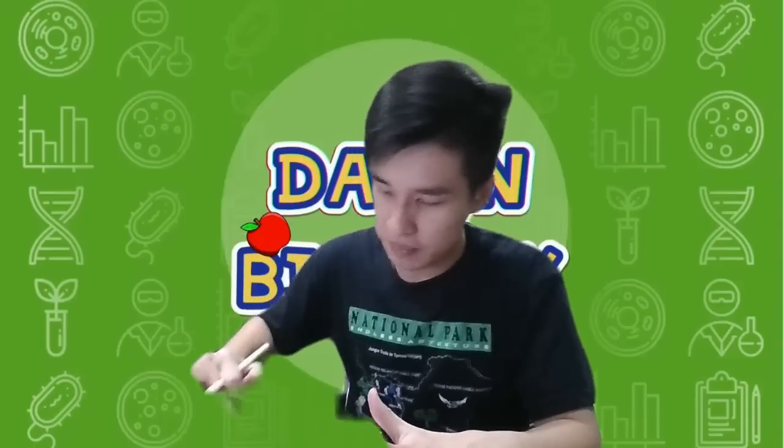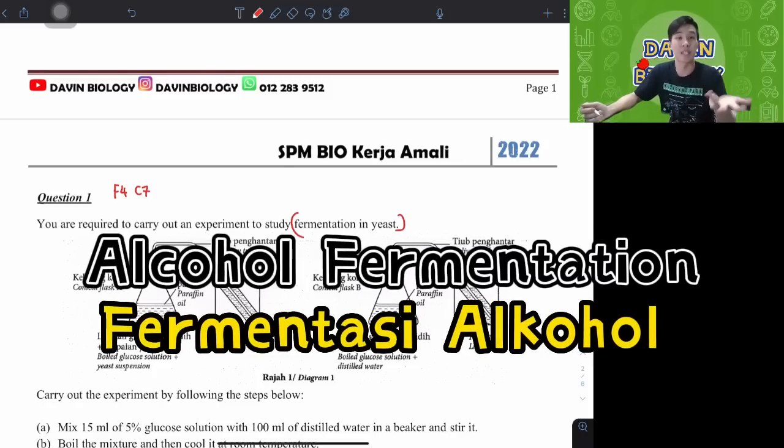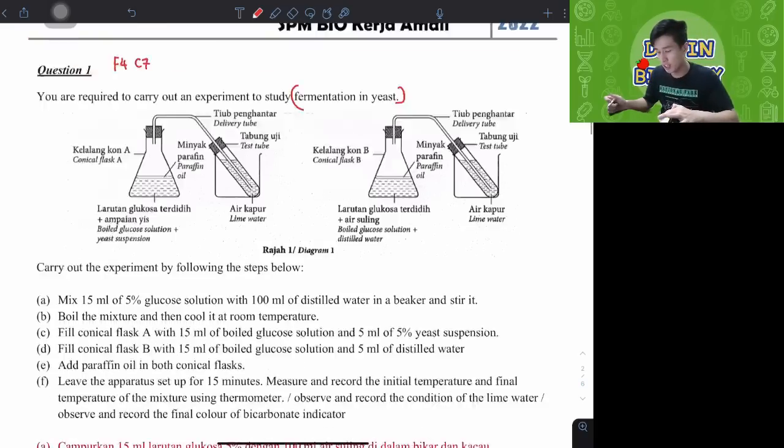Okay, so now, I'm sure you all receive a lot of tips, right? The experiment with the highest probability of coming out for Bio is your Form 4 Chapter 7, Fermentation in Yeast, Fermentasi dalam yeast, which is actually alcohol fermentation. Now, every time we do Kerja Amali, the first thing I want you to find out is the variables.